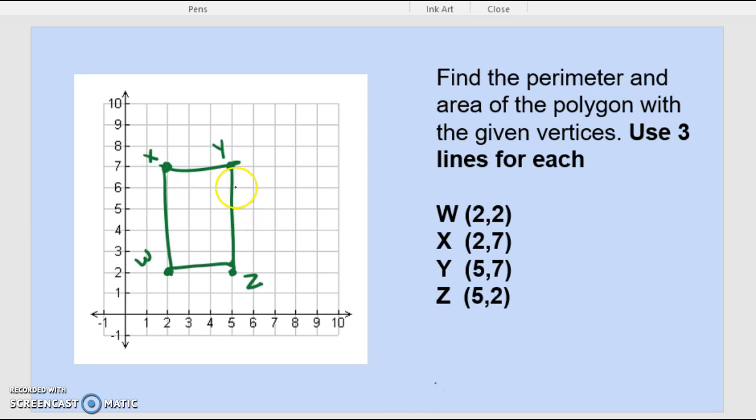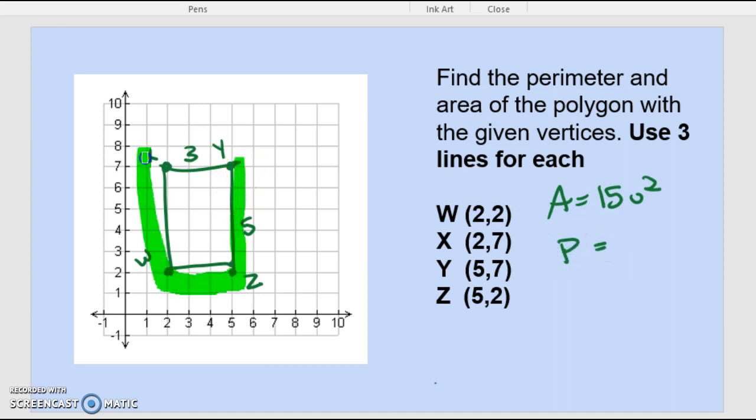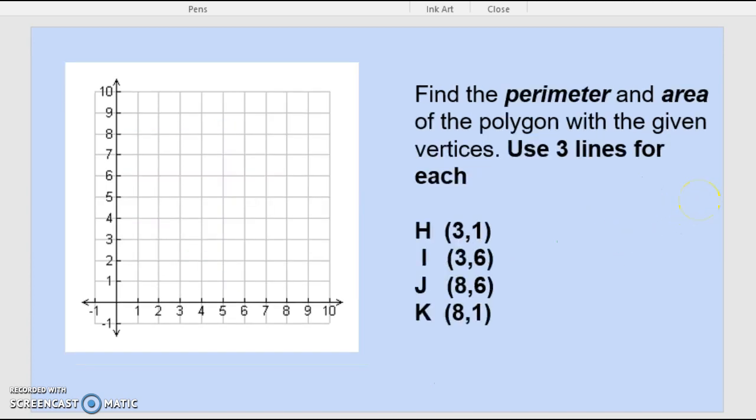So area, let's see, that's 1, 2, 3, 4, 5 here, and 3 up top. So my area is going to be 5 times 3. So my area is going to be 15 units squared. Now my perimeter, remember, that is just around my shape. So what I'm doing in this light or green color, I count 1, 2, 3, 4, 5, 6, 7, 8, 9, 10, 11, 12, 13, 14, 15, 16. So my perimeter is 16 units, and we don't square it since we didn't multiply anything.